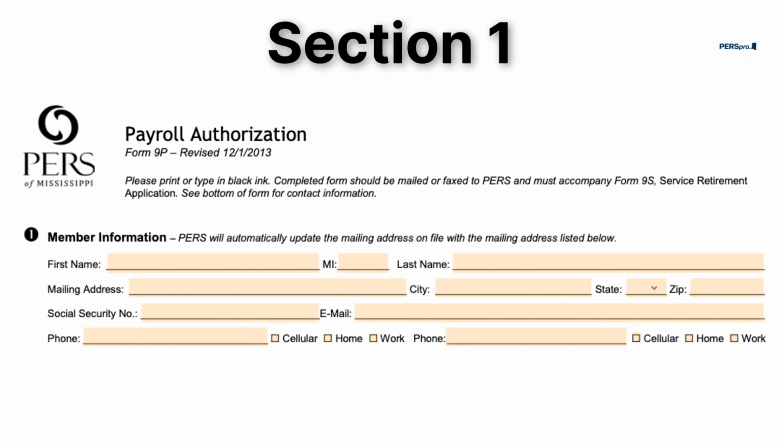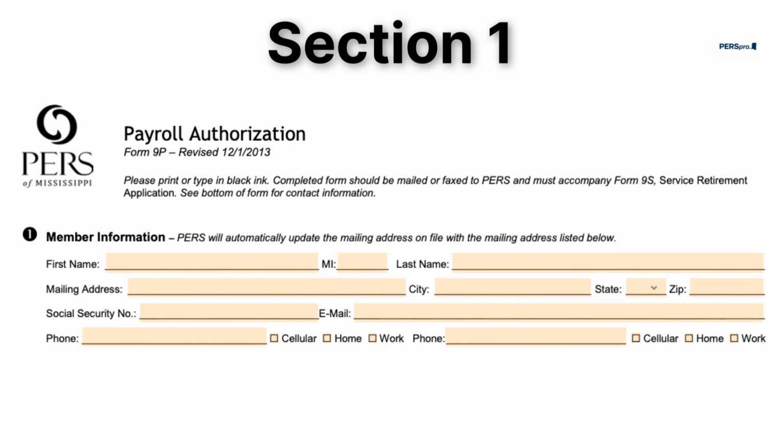Just like Form 9A, Form 9S, and Form PLSO, you need to legibly print or type using black ink throughout Form 9P. Let's look at the actual form, starting with Section 1, Member Information. Here, you will provide your full legal name, first name, middle initial, and last name, your current mailing address, including city, state, and zip code, your social security number, double check this for typos as errors can delay processing, your email address. PERS email updates will be sent to this address and include legislative changes, retirement plan changes, and leadership updates. And finally, your primary phone number.